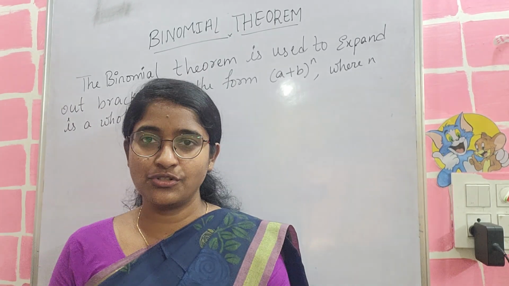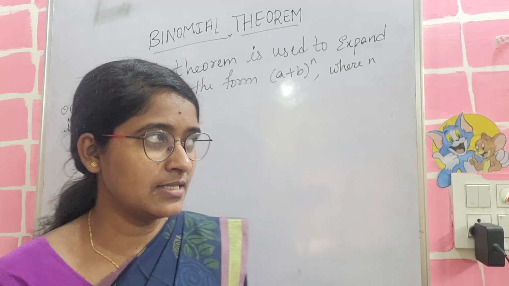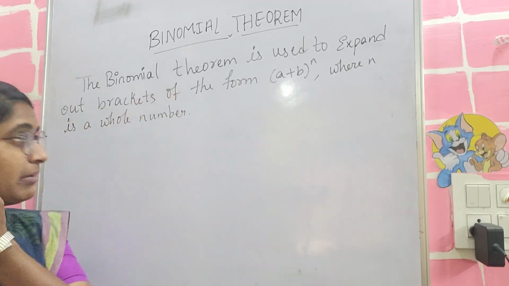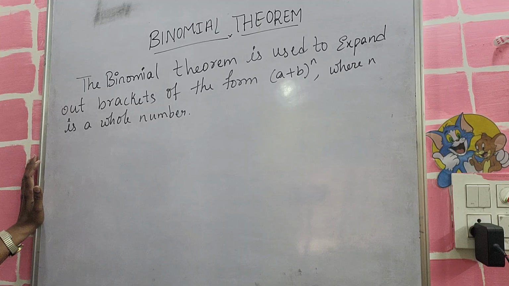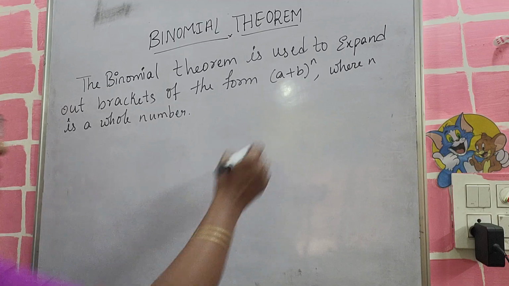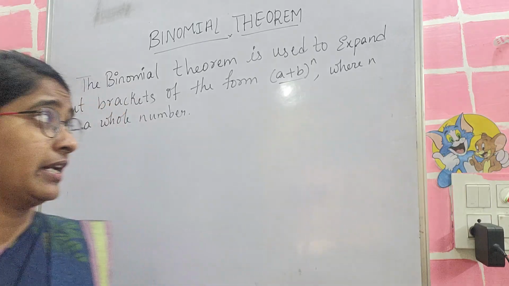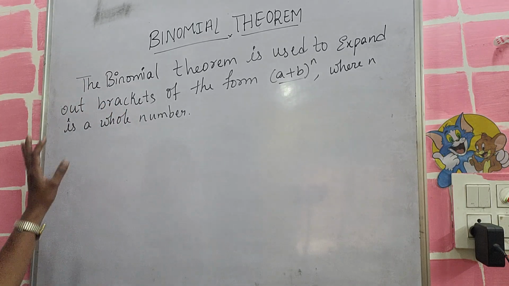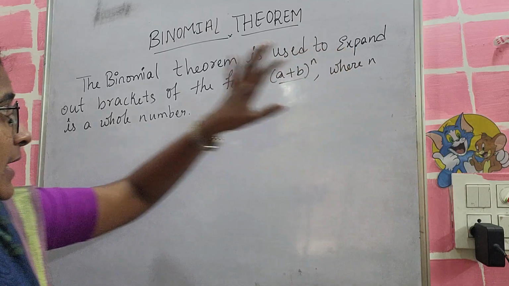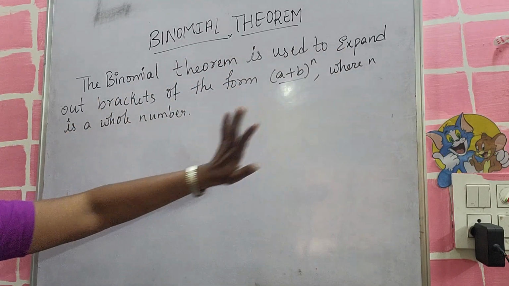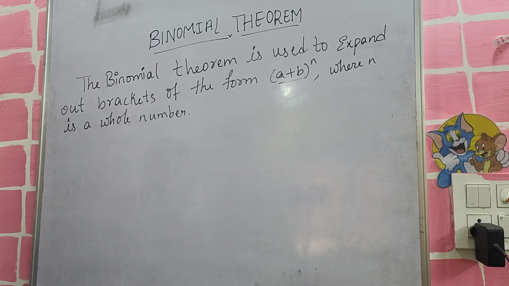Today we are going to do the binomial theorem chapter. In this, every question will be in the form of (a + b) to the power n, and we are going to extend this form. It is like expanding the brackets of this form where n is a whole number. Okay, so 0 onwards it's going to start.